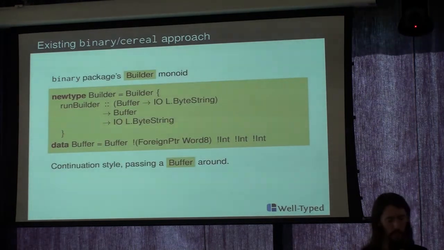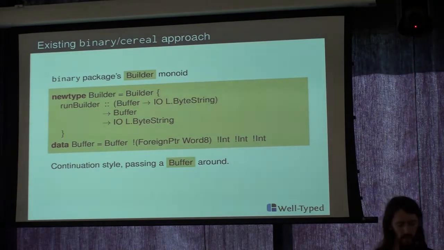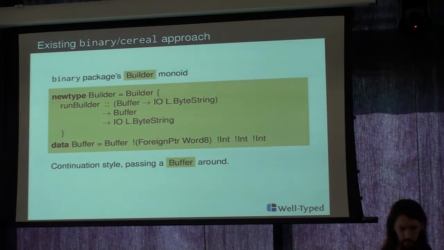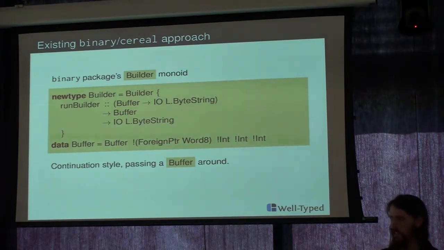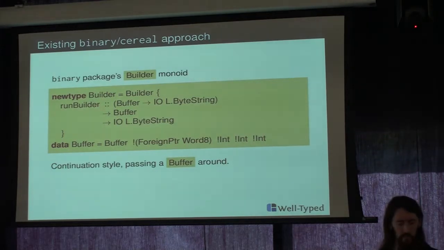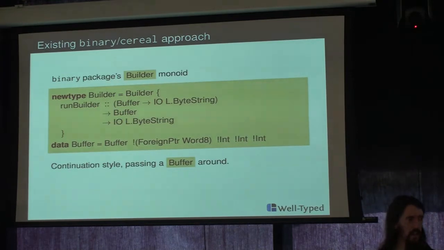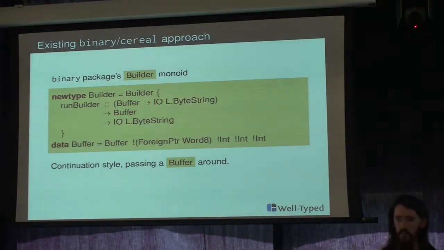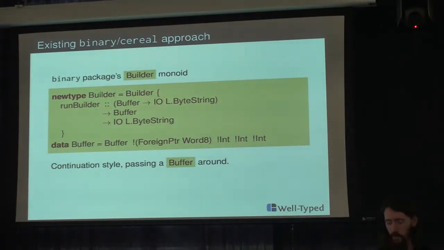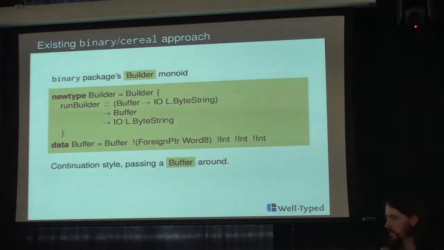So here's what the builder monoid looks like in the binary package, and I think the serial one is essentially identical. It's continuation based, and it is sort of state on top of continuation. There's a buffer that's being passed around, and these functions work in I/O, and they just directly write bytes into this buffer, and then they call the continuation to do the next thing. So it's always passing these buffers around, and the buffers contain a foreign pointer and a bunch of offsets to describe what's going on with the buffer.